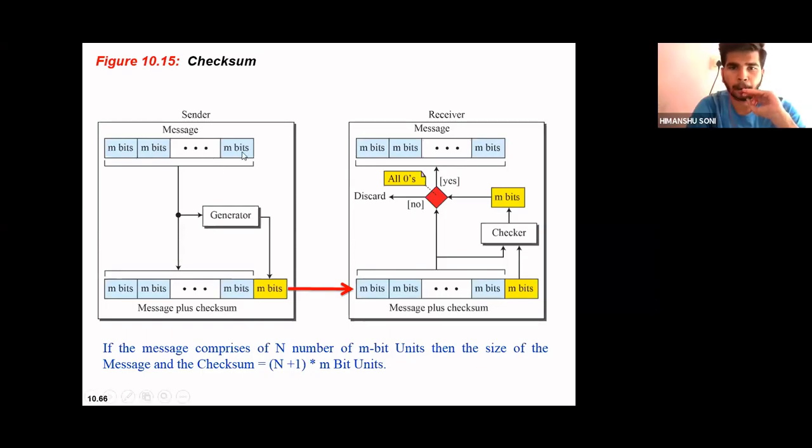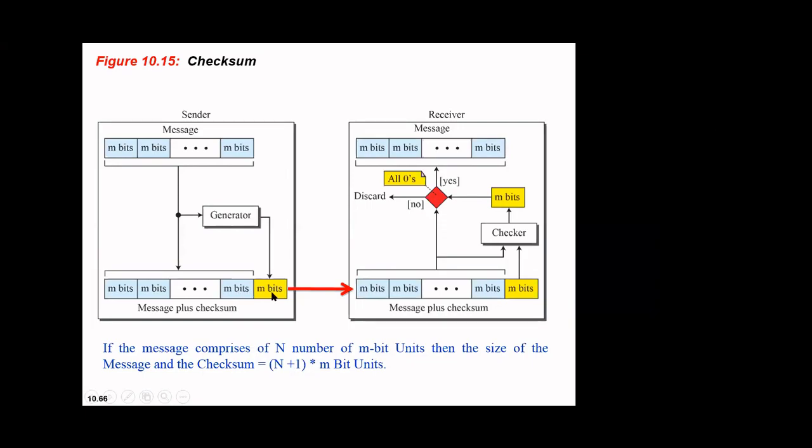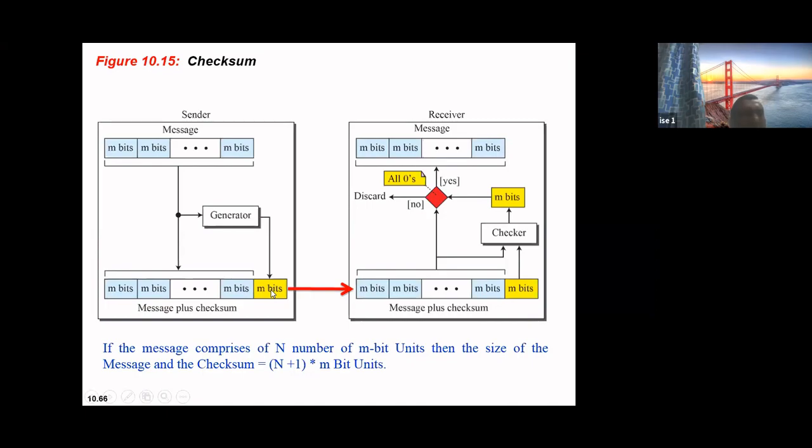I'll be taking the whole message size. Suppose the message is 100 bits and I take m equal to 10. So m equal to 10 means I'll get 10 units, since 10 into 10 is 100. These 10 units of 10 bits will be fed to the generator. The generator will generate another m bits, that means another 10 bits. So the total size is 100 bits plus 10 more bits, 110 bits: the message plus checksum.